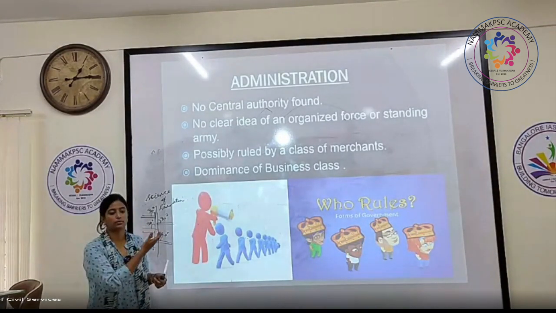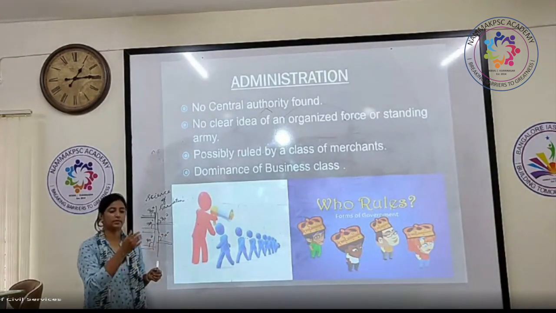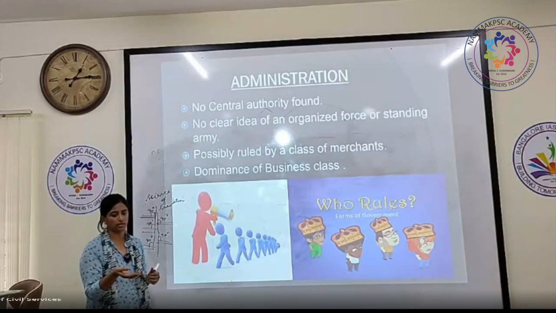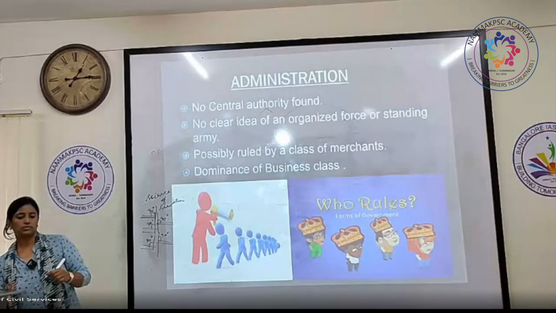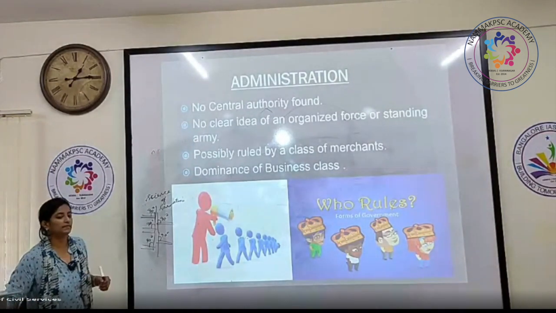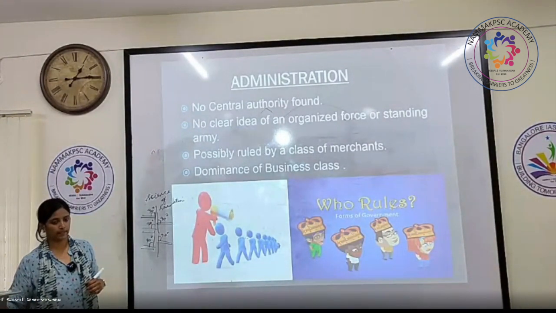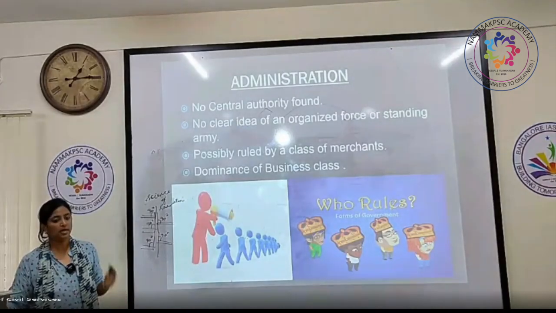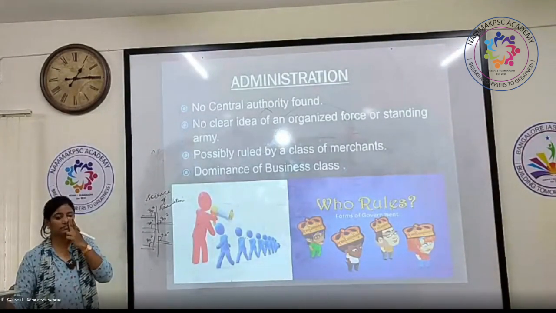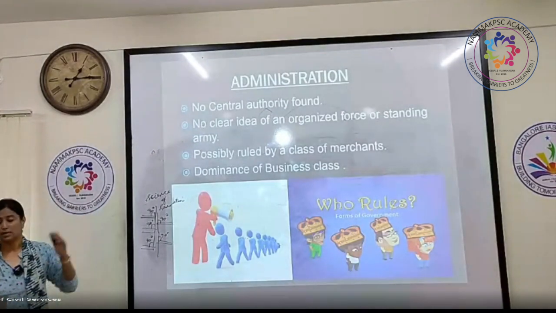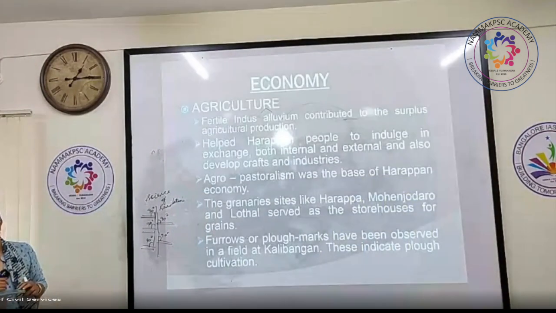When you see the economy, you will understand that they were very well connected to different parts of the world. That means they had very active trade. If trade is so active, there should be some kind of regulation, right? Even if it's a barter system, we need some kind of channeling of the trade. So through that, we believe that there existed some kind of business class authority.